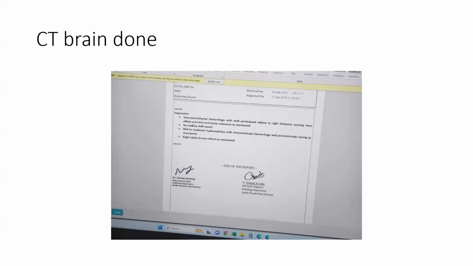So we did CT brain, which showed intraparenchymal hemorrhage with mild perilesional edema in the right thalamus causing mass effect, and intraventricular extension was mentioned. There was no midline shift. There was mild to moderate hydrocephalus with the intraventricular hemorrhage and periventricular oozing.